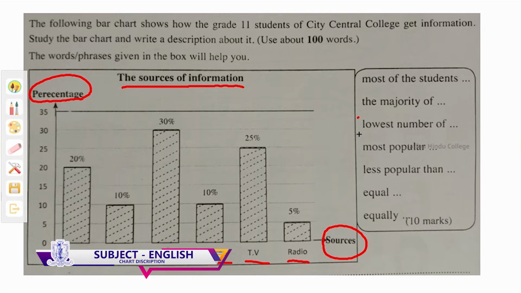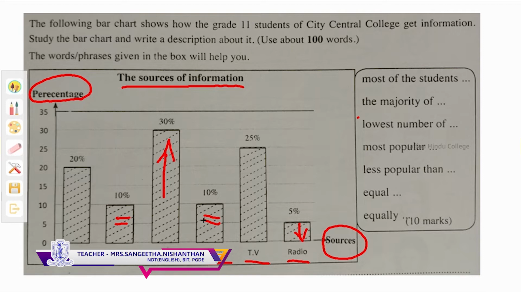So this represents how the students of that school get information. Study the bar chart and write a description about it. The categories mentioned here are internet, newspaper, books, magazine, TV and radio. So the highest percentage of students get information from books. So this is the highest. Which one is the lowest? Lowest number of students, or the minority of students, listen to radio. Newspaper and magazines are used to get information by an equal percentage of students.